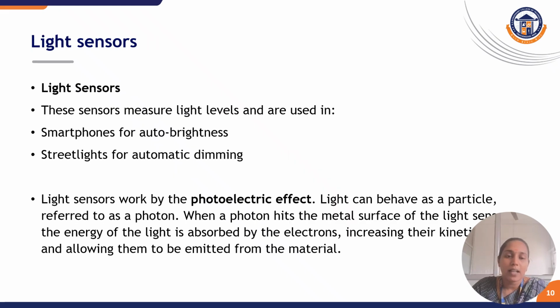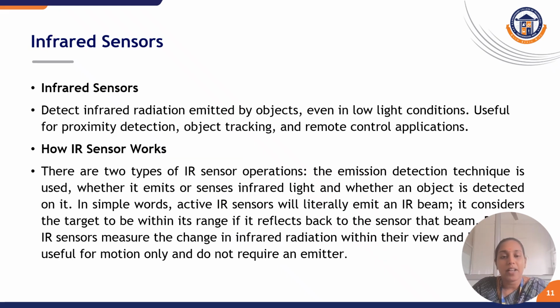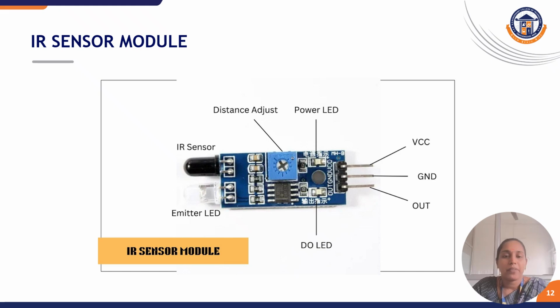Next are light sensors. These sensors measure light level and are used in smartphones for auto brightness and street lights for automatic dimming. They work by the photoelectric effect. Next are IR sensors. They detect infrared radiation emitted by objects, even in low light conditions. Useful for proximity detection, object tracking and remote control applications. How does an IR sensor work? The emission detection technique is used: it emits or senses infrared light to determine whether an object is detected. In simple words, active IR sensors literally emit an IR beam if there is a target within the range. Next, this is the diagram of an IR sensor module.